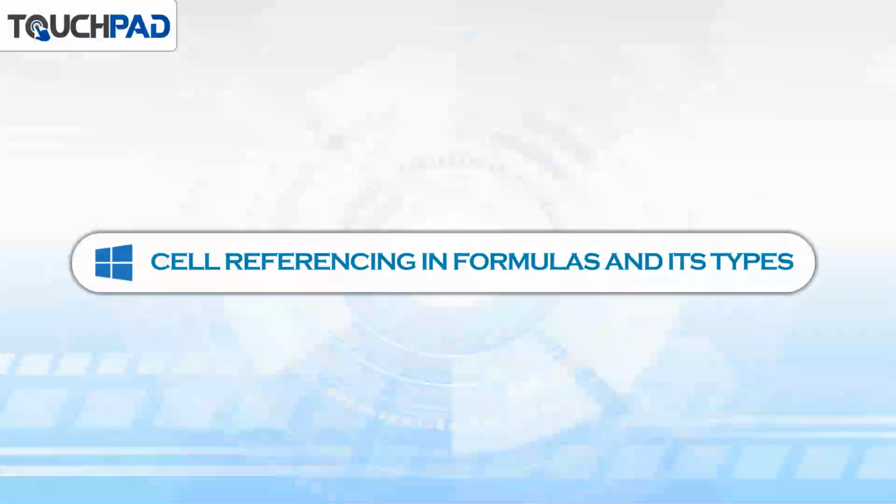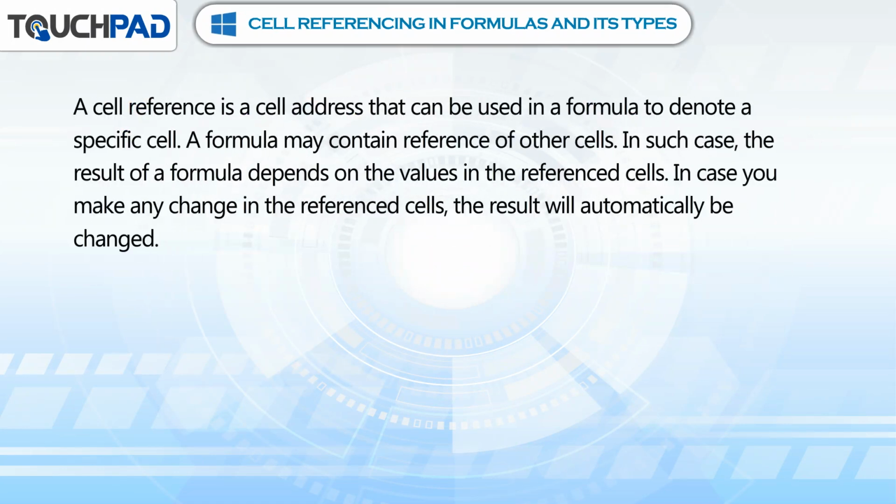Cell referencing in formulas and its types. A cell reference is a cell address that can be used in a formula to denote a specific cell. A formula may contain references of other cells. In such case, the result of a formula depends on the values in the referenced cells. In case you make any change in the referenced cells, the result will automatically be changed.